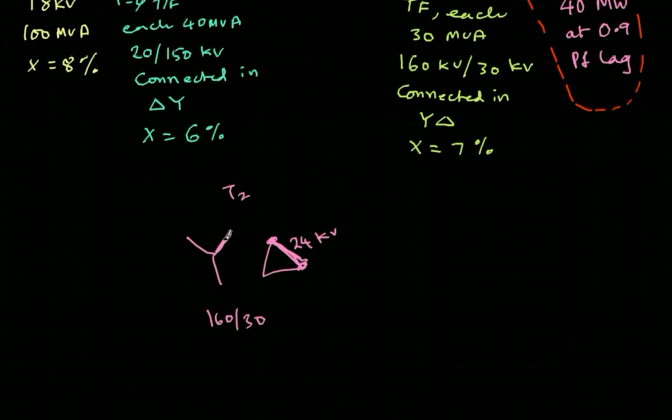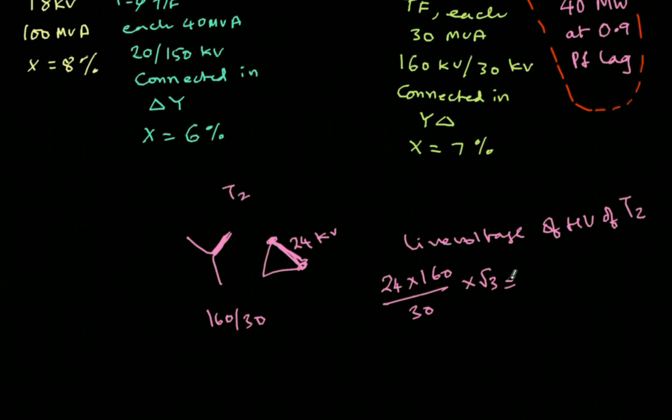So therefore, what is the voltage induced in each of the phases here? That will be nothing but 24 multiplied by 160 divided by 30. So this much voltage will come in each phase here. But if I want to know the line voltage, because here it's already the line voltage, what is the line voltage on this side? I have to multiply by square root of 3 to get the line voltage. So this is the line voltage of the HV side of T2. So that is this calculation: 24 kilovolts times 160 kilovolts by 30 kilovolts times root 3. So you should be clear why we are doing this root 3. Because it's delta to star, I'll be getting the factor of root 3. So let's do this calculation.